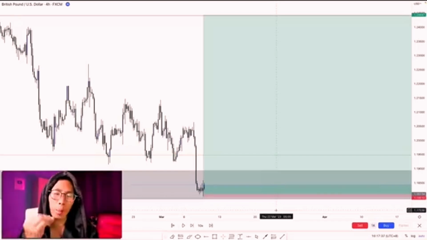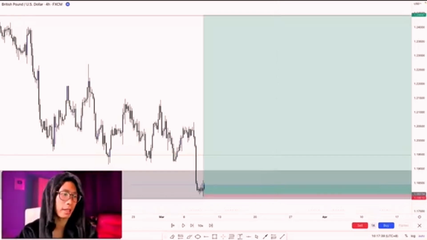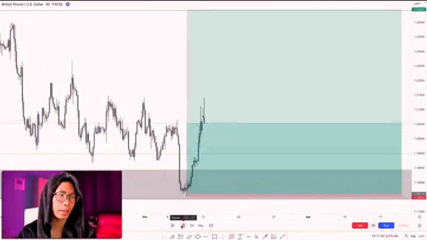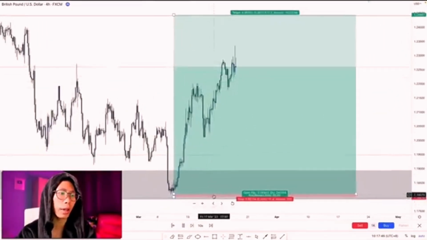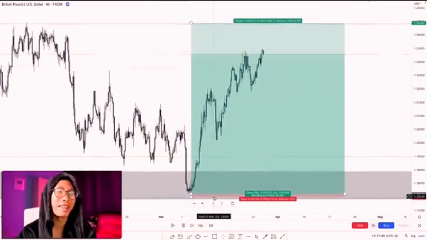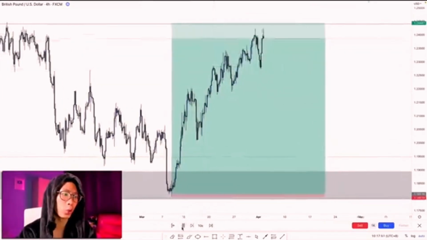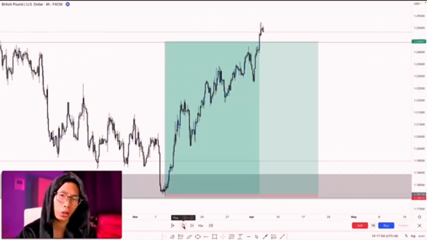The strategy that I'm about to show you will allow you to take trades like this, where price immediately goes into profit, and you can see price just literally go to the moon, and you have an insanely high risk to reward ratio. So if you want to learn how to take trades like this, continue watching this video.